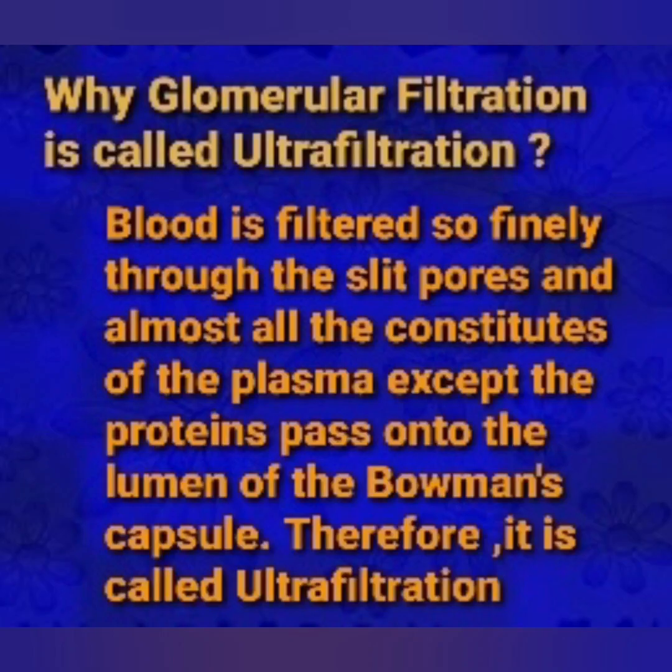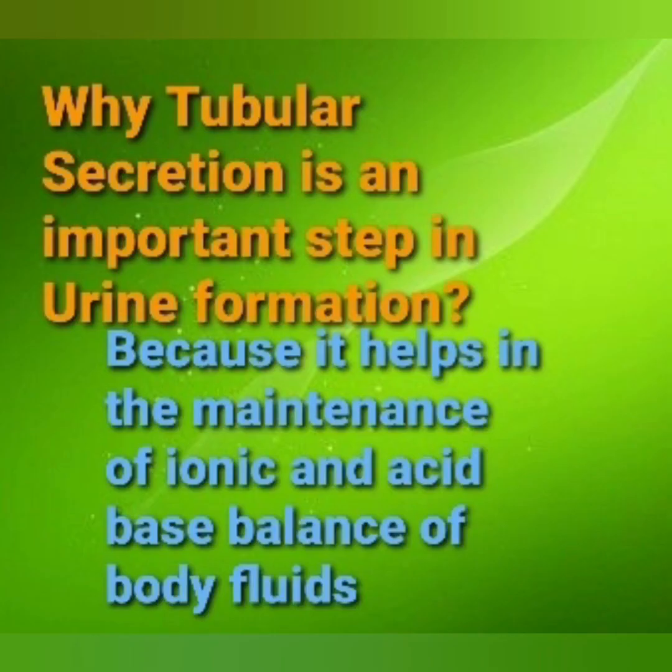Now why glomerular filtration is called ultrafiltration? Blood is filtered so finely through the slit pores and almost all the constituents of the plasma except the proteins pass on to the lumen of the Bowman's capsule. Therefore, it is called ultrafiltration. Now, why tubular secretion is an important step in urine formation? The answer is because it helps in the maintenance of ionic and acid-base balance of body fluids.